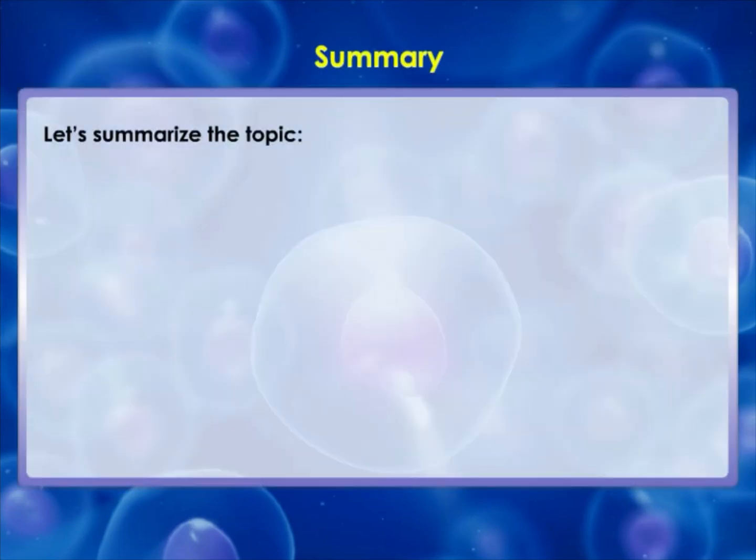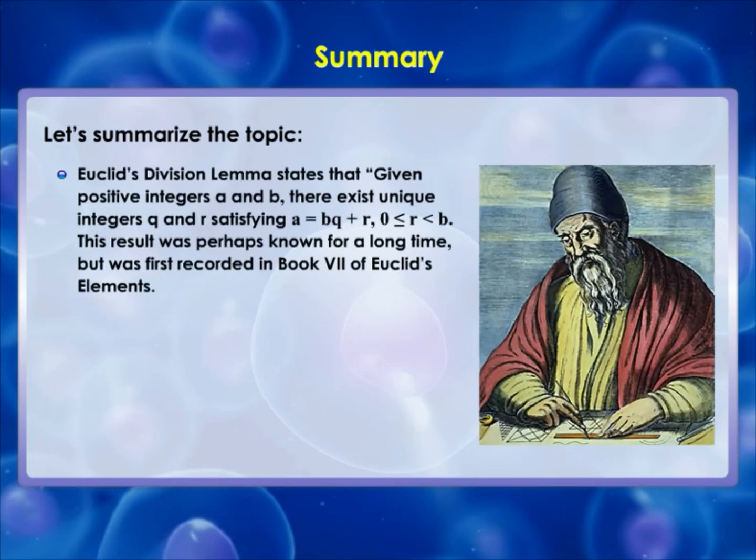Summary. Let's summarize the topic. Euclid's division lemma states that given positive integers a and b, there exist unique integers q and r satisfying a = bq + r, 0 ≤ r < b. This result was perhaps known for a long time, but was first recorded in Book 7 of Euclid's Elements.